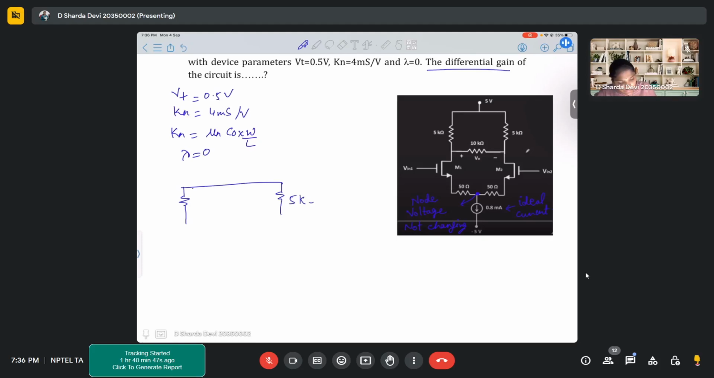So 5 kilo ohm, 5 kilo ohm. Can I write this 10 kilo ohms as a series combination of two 5 kilo ohms? I can write it, right?